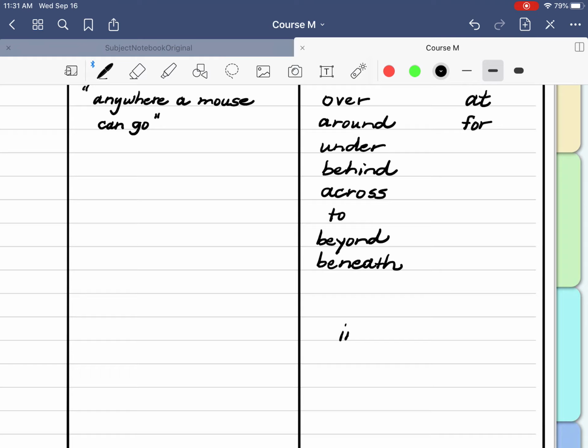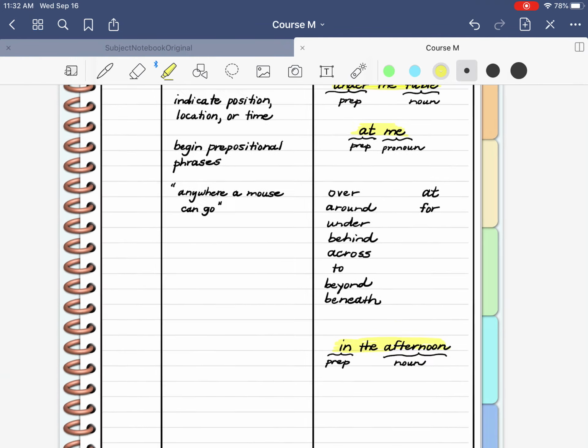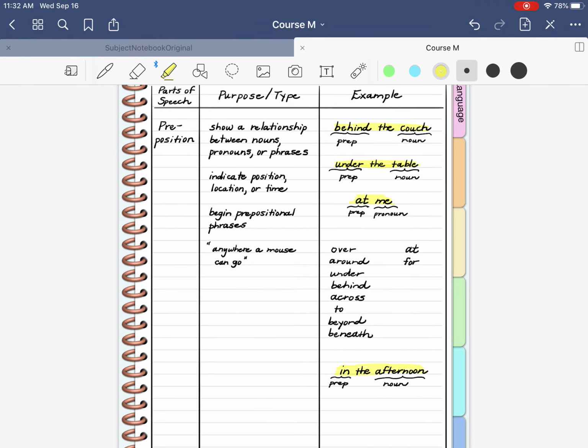In the afternoon. So let's break this down. There's the preposition. Mice can go in things. Afternoon is a thing. It's a noun. There is the prepositional phrase that indicates a time of day. So prepositions are positional words. They tell you about position.